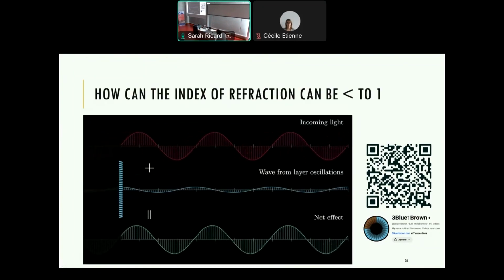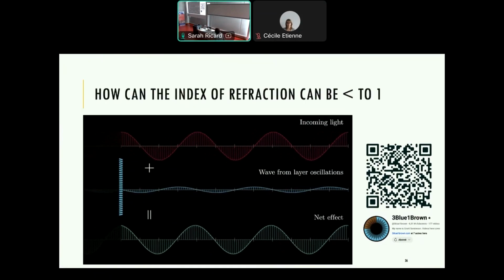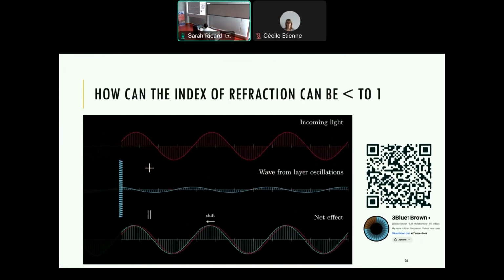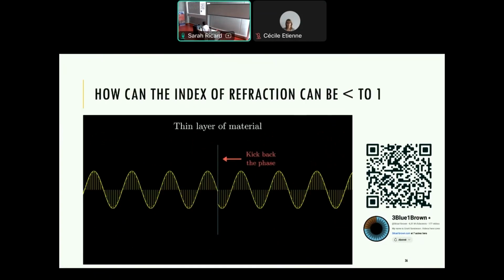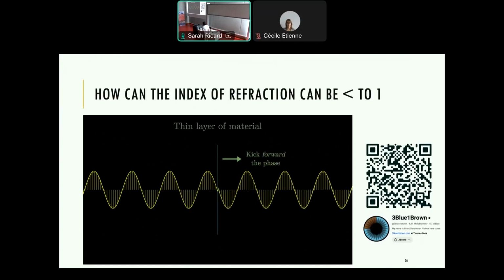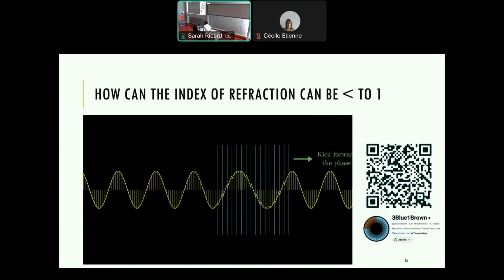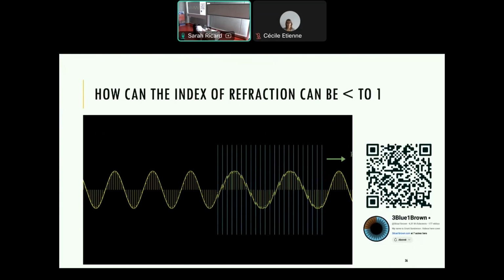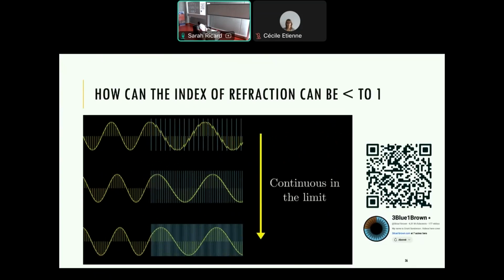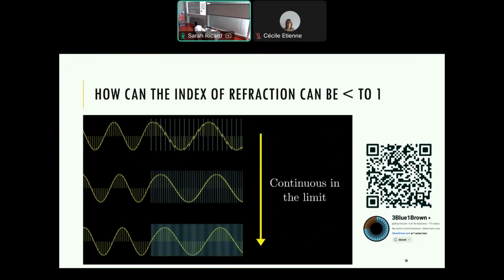If you think back to how everything in our discussion arose from how a layer of material can kick back the phase of a wave, there is no reason that the layer of the material can't also kick forward the phase of that wave. And when you have many successive layers all kicking forward the phase like this, it gives the illusion of a wave that's traveling faster than the speed of light, in the sense that those crests genuinely are moving faster than c.